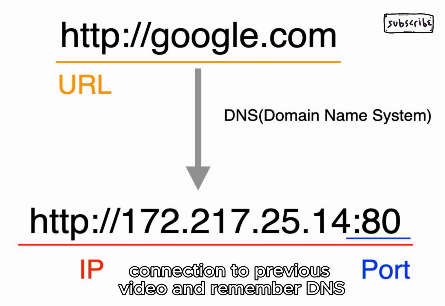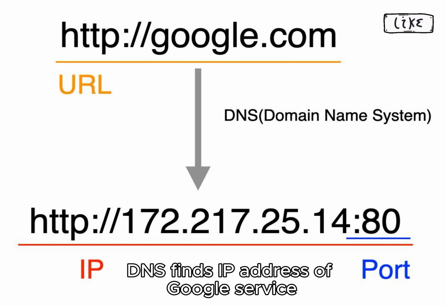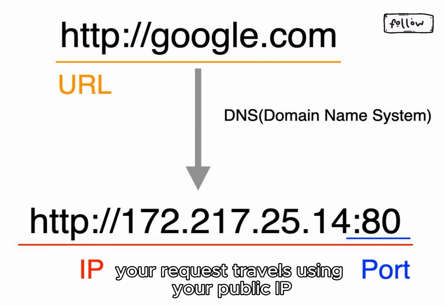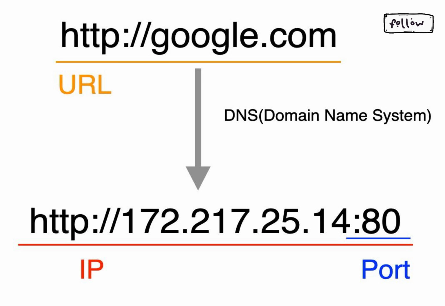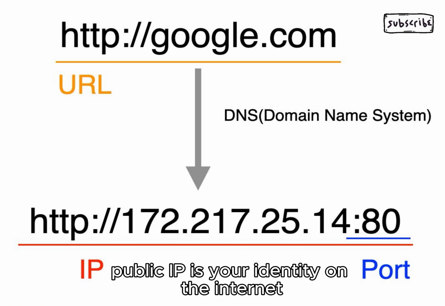Connection to previous video. And remember DNS? When you type google.com, DNS finds the IP address of Google's service. Then your request travels using your public IP. So in simple terms, private IP is inside your network, public IP is your identity on the internet.